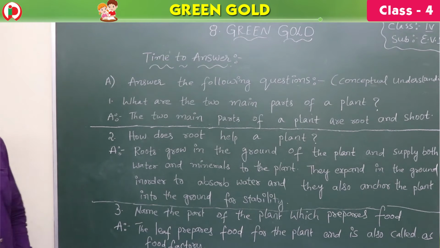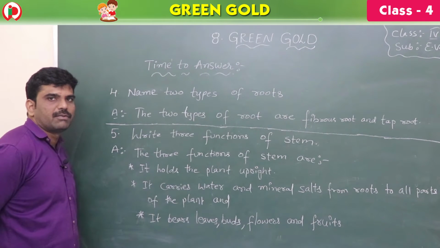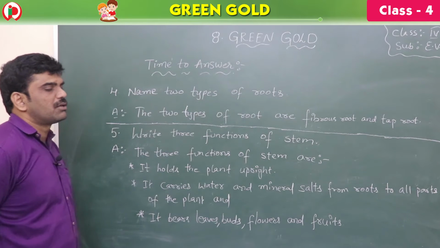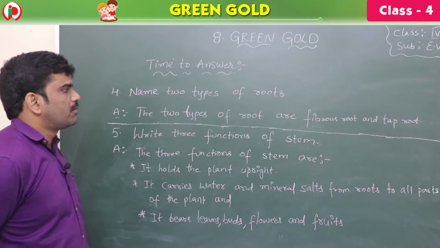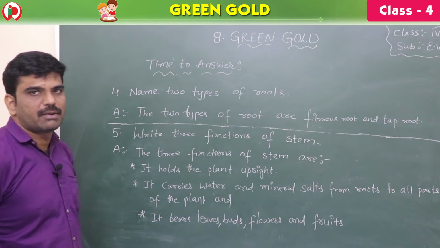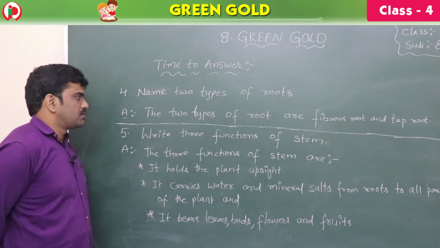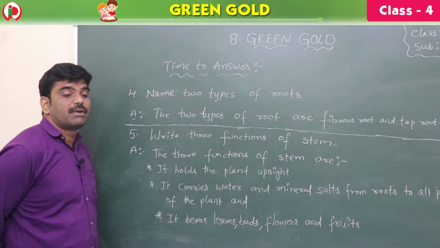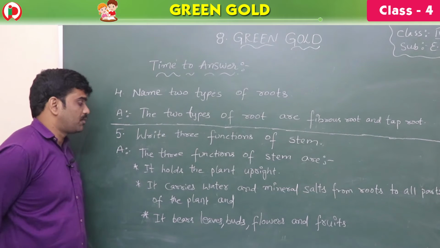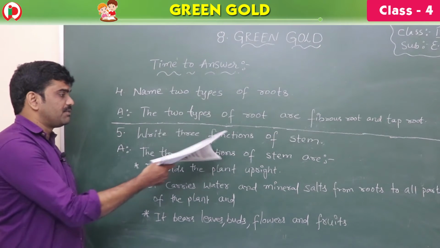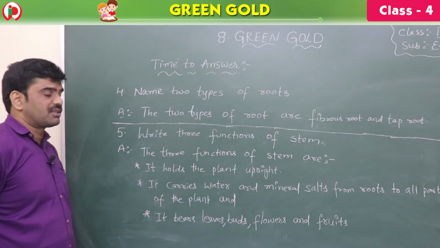Okay. Children, now see the fourth one. Name two types of roots. So what are the two types of roots, children? One is fibrous root and second one is tap root. Next one, write three functions of stem. So what are the functions of stem?